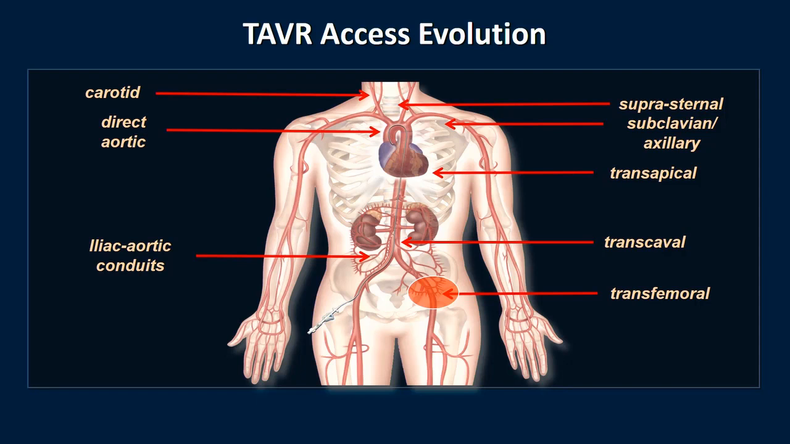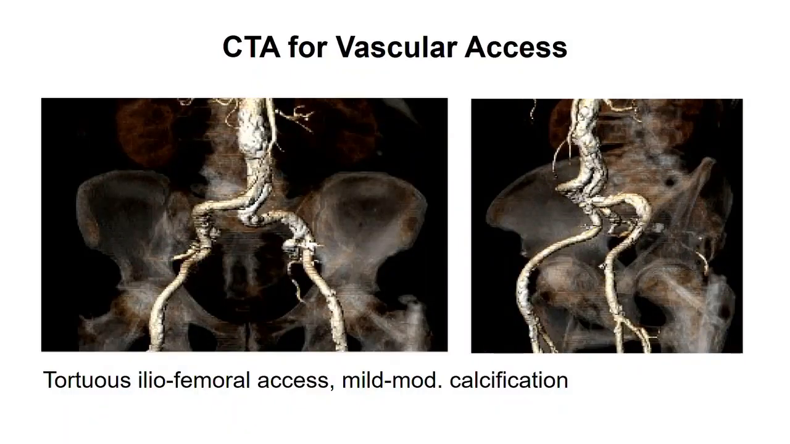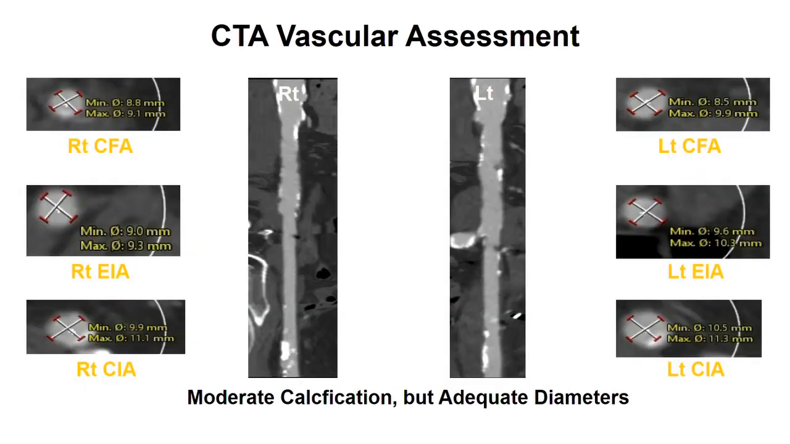From the traditional transfemoral, we're going all the way to carotid, direct aortic, iliac aortic conduits, transcaval, transapical, and all of these are based on what we get from the imaging. So many of you have been seeing those images, but they are very critical because they are determining which site we are going to use, how much calcification we have in the vessel, what is exactly the vessel size.